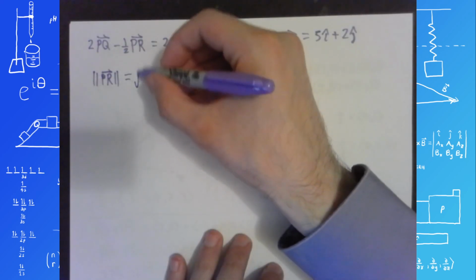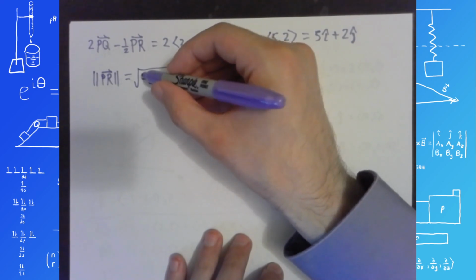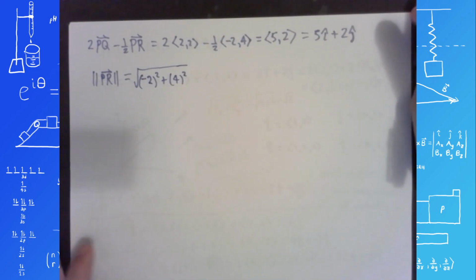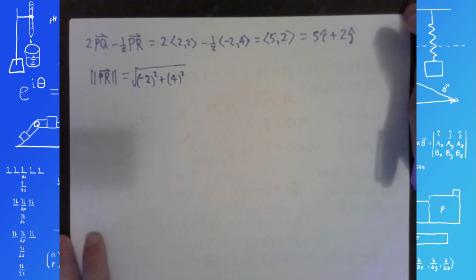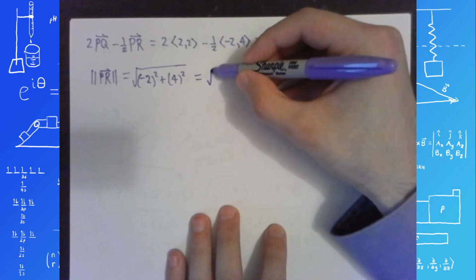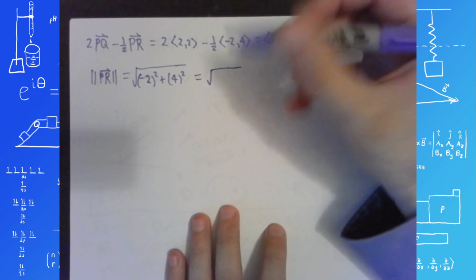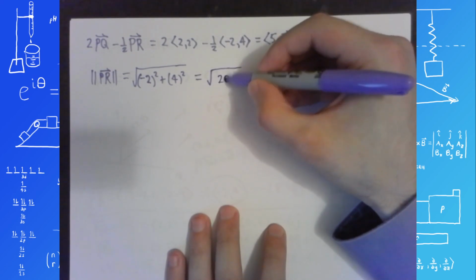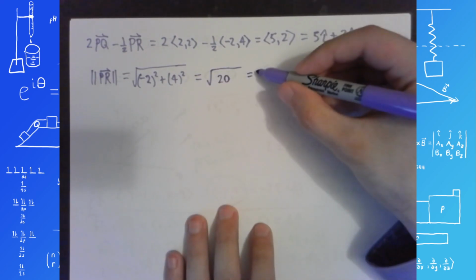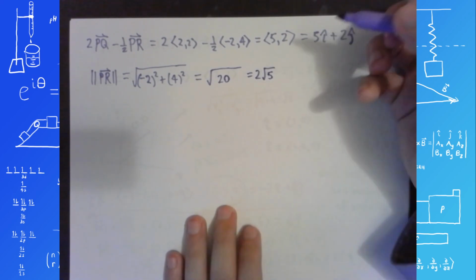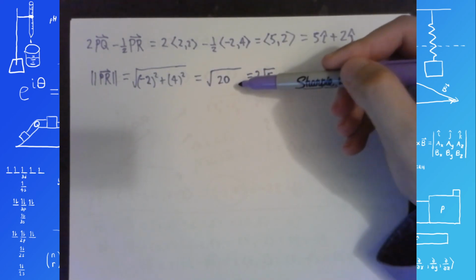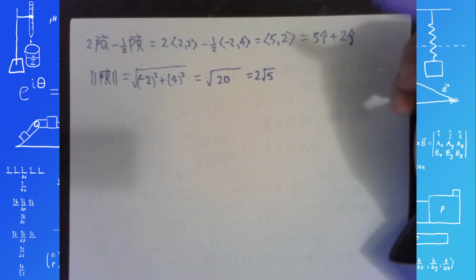So the magnitude of PR is going to be the square root of negative 2 squared plus 4 squared. So that's going to be the square root of 4 plus 16, that's going to be square root of 20, or the square root of 4 times 5, which can also be written as 2 square root of 5. Did I do all my math right? 4, 16, 20, 4 times 5, 2 root 5, yep.